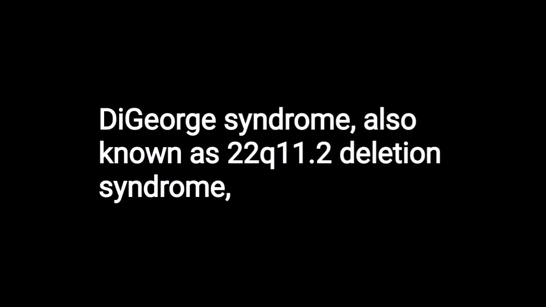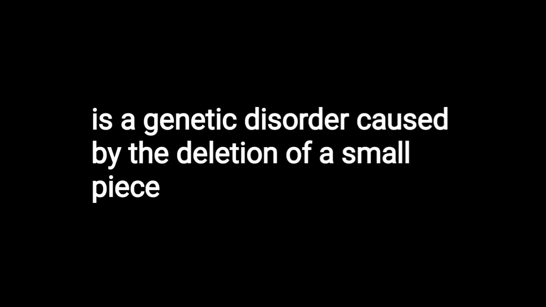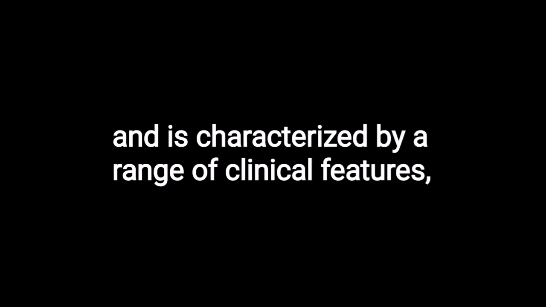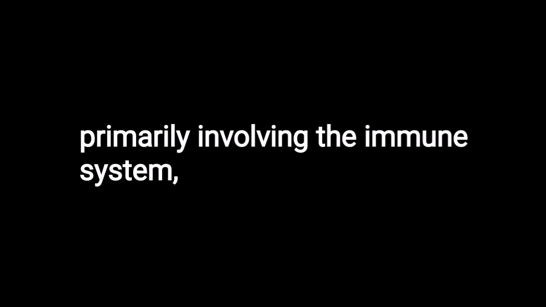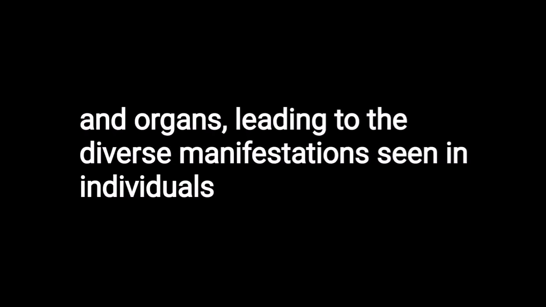DiGeorge syndrome, also known as 22q11.2 deletion syndrome, is a genetic disorder caused by the deletion of a small piece of chromosome 22. This condition affects multiple systems in the body and is characterized by a range of clinical features, primarily involving the immune system, heart, and facial structures. The deletion affects genes that are crucial for the development of various tissues and organs, leading to the diverse manifestations seen in individuals with this syndrome.